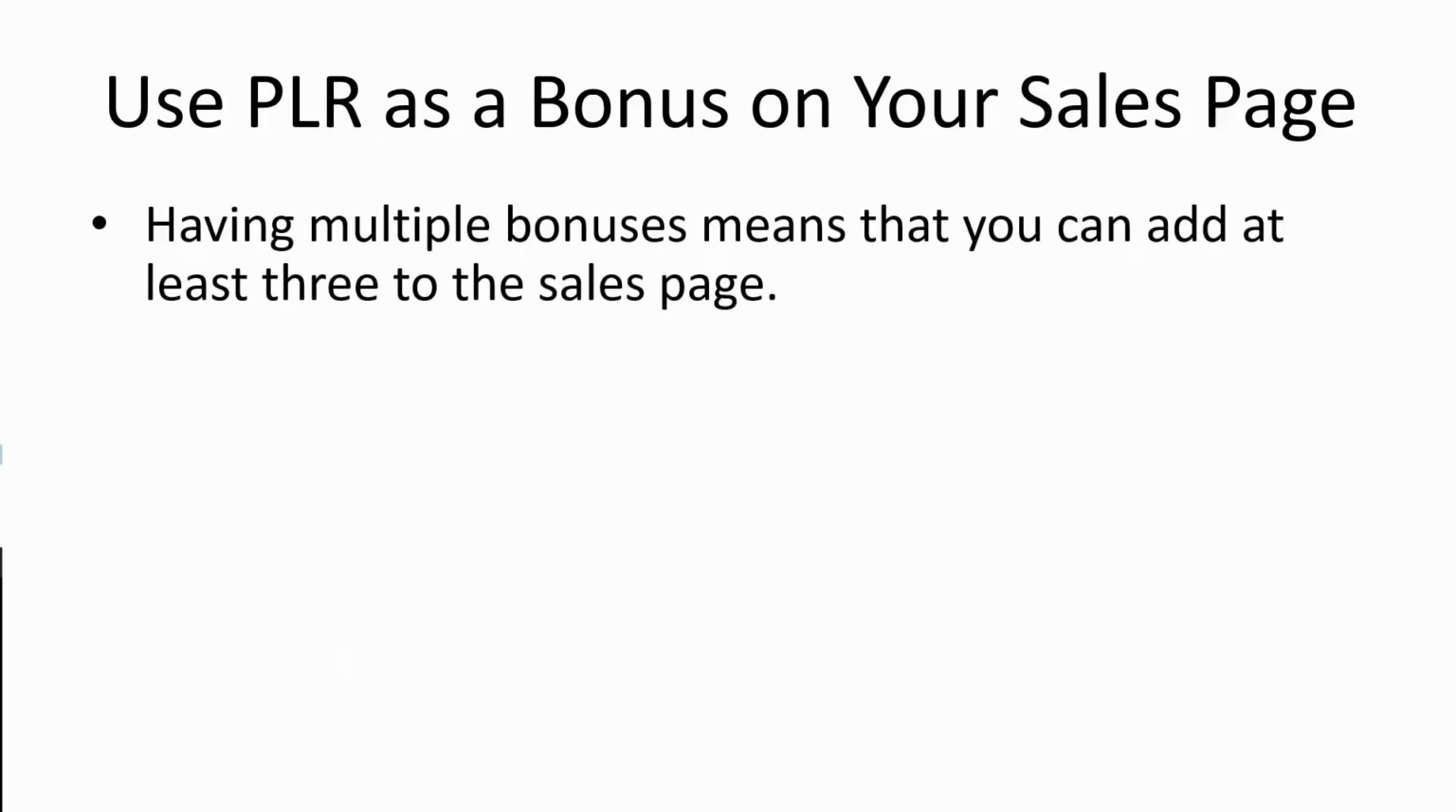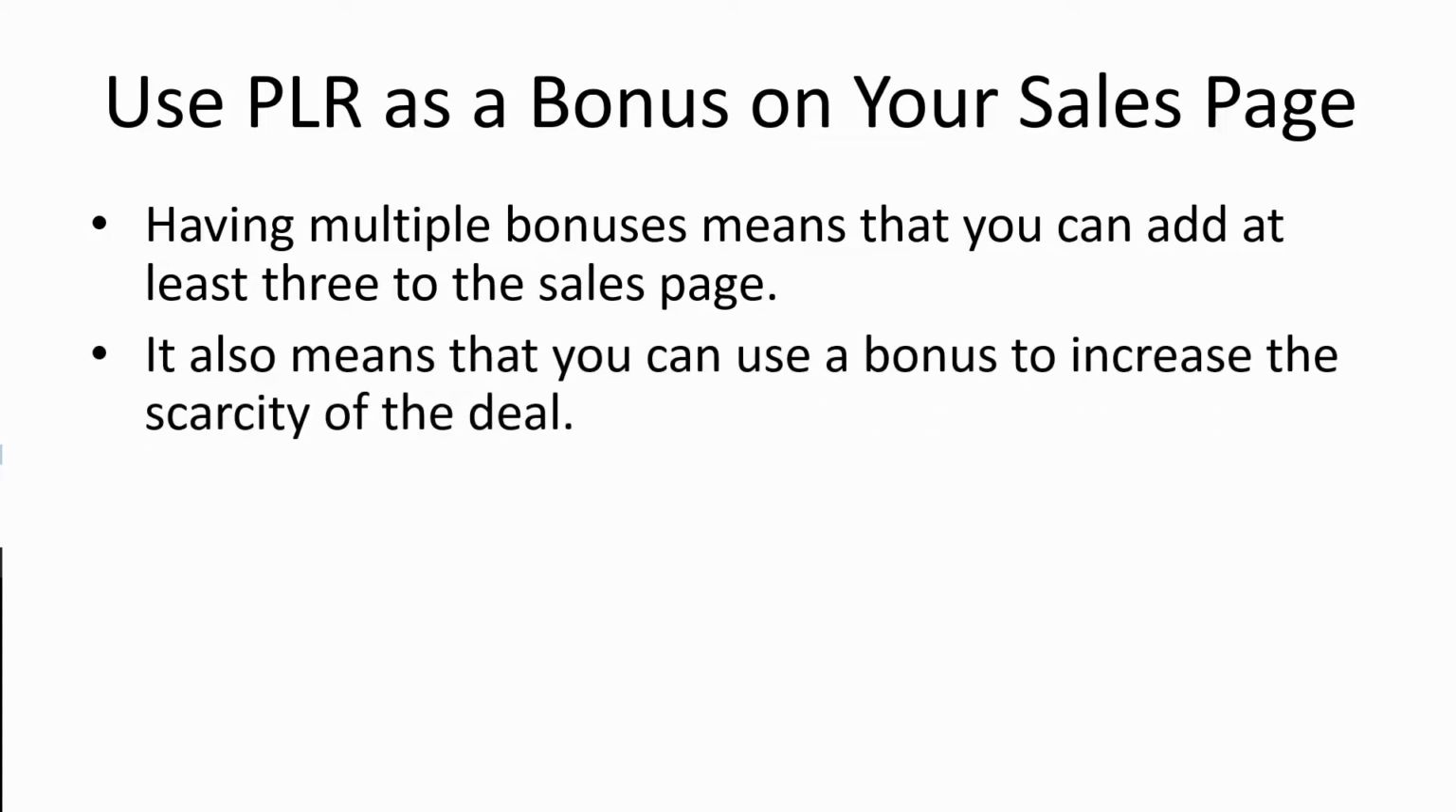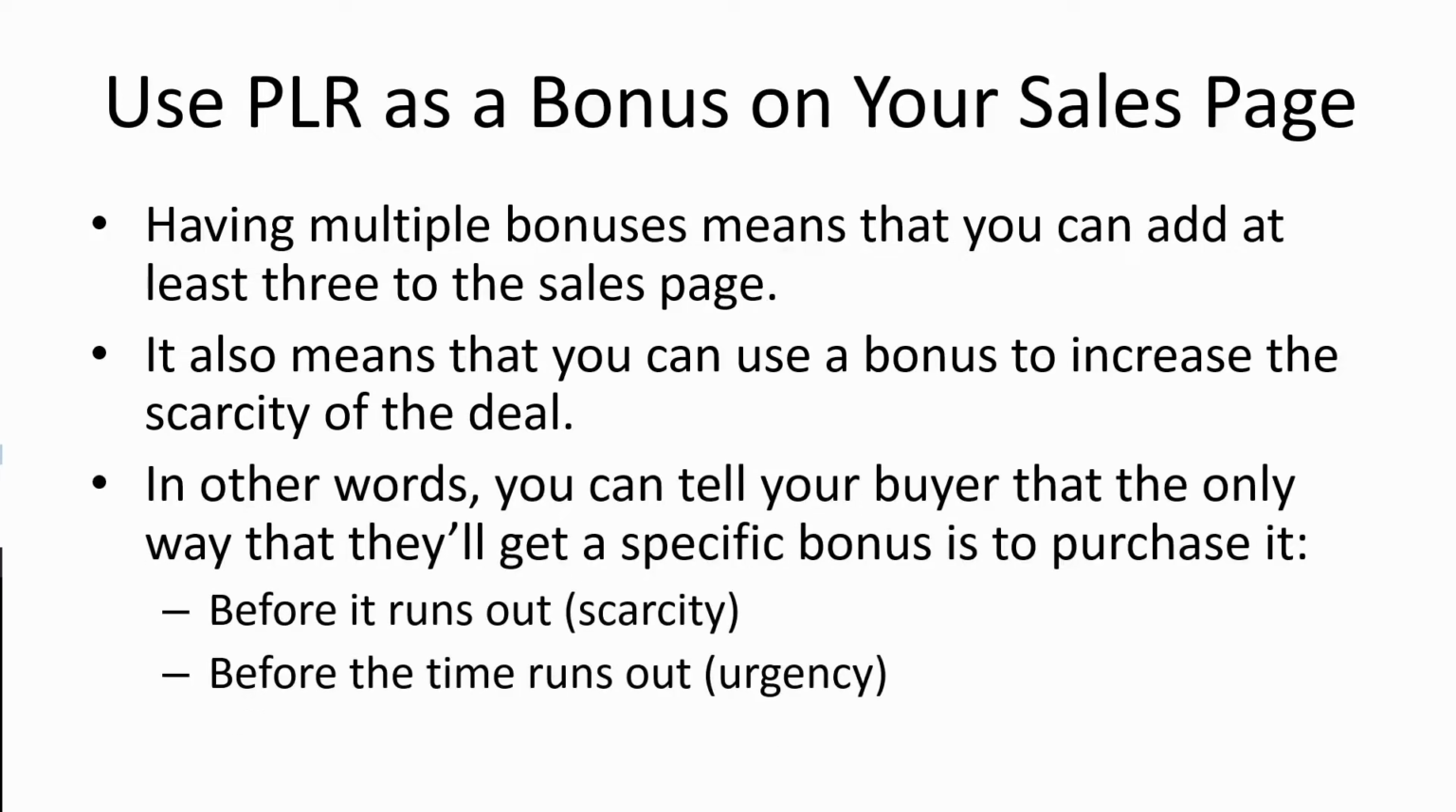Now, having multiple bonuses means that you can add at least 3 to the sales page, and that's really what you should be looking to add. That tends to be the average of people who are selling information products. It also means that you can add a bonus to increase the scarcity of the deal. In other words, you are going to tell the buyer that the only way they're going to get a specific bonus is if they purchase before that bonus runs out or before the time runs out. So you are using both scarcity and urgency to your advantage.